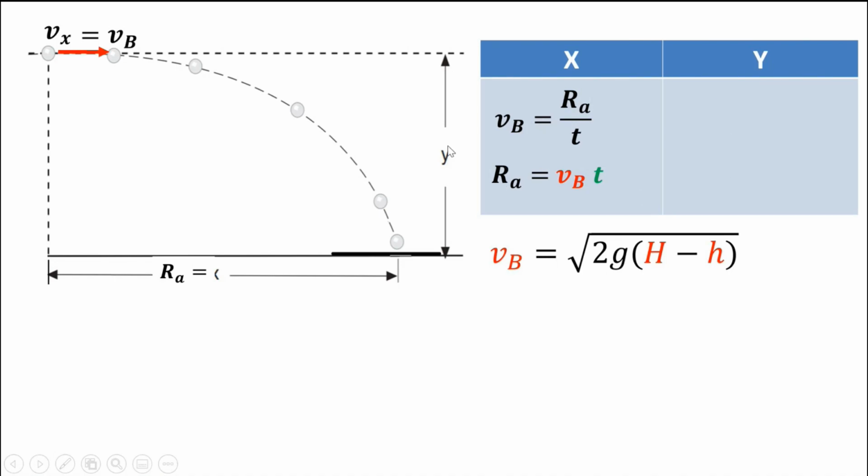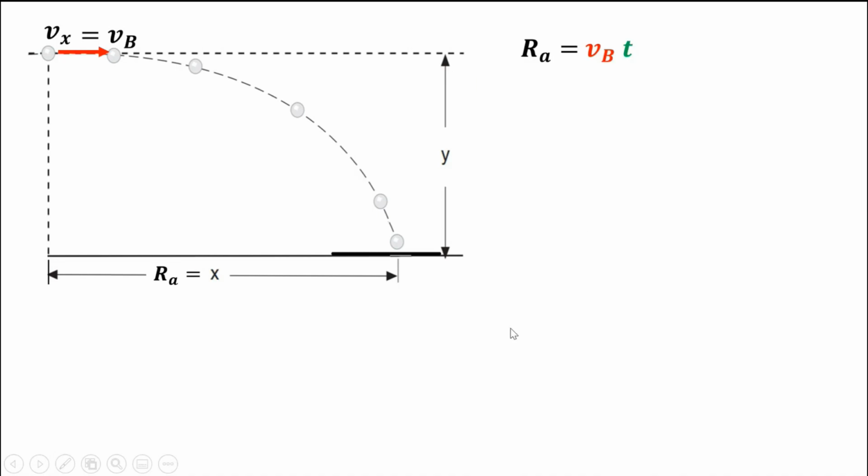So remember, we will just change the symbol for our diagram. Instead of y, we will use the small h, and instead of x, we will use RA. So for the time, it can be computed using the formula square root of 2 times the small h divided by the acceleration due to gravity. Since our small h here is positive, we will use the acceleration due to gravity as positive 9.8 meters per second squared.